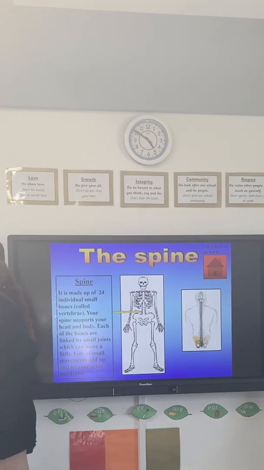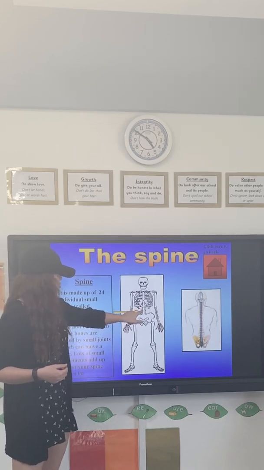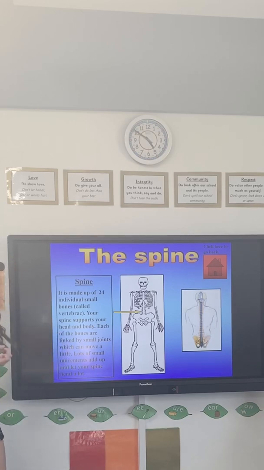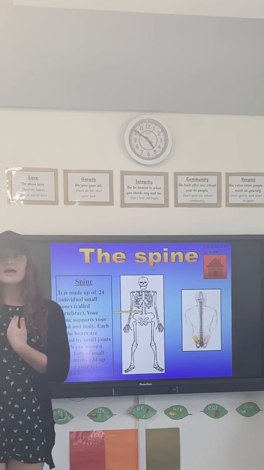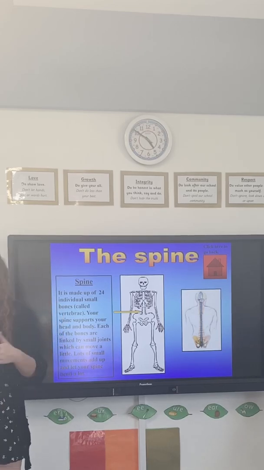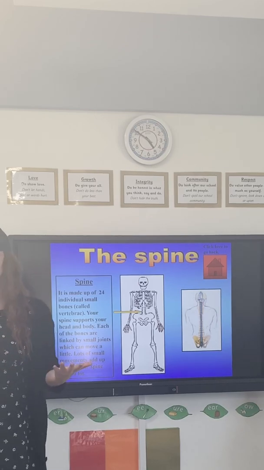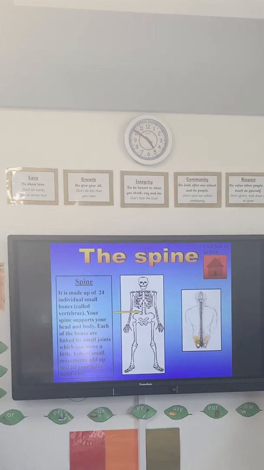Then we've got the spine that's going all the way down. You can see that at the bottom bit here. It's made up of 24 individual small bones, and we call them our vertebrae. So our vertebrae, 24 of them, make up our spine. It supports our head, it supports our body, it helps us stay upright, it helps us move forward, move backwards, curve, twist, all those things that we do. And each of the bones is linked by small joints. Like I said, when two bones are joined together, they join with what we call a joint. So those 24 bones are joined with those small joints, and they move a little bit.